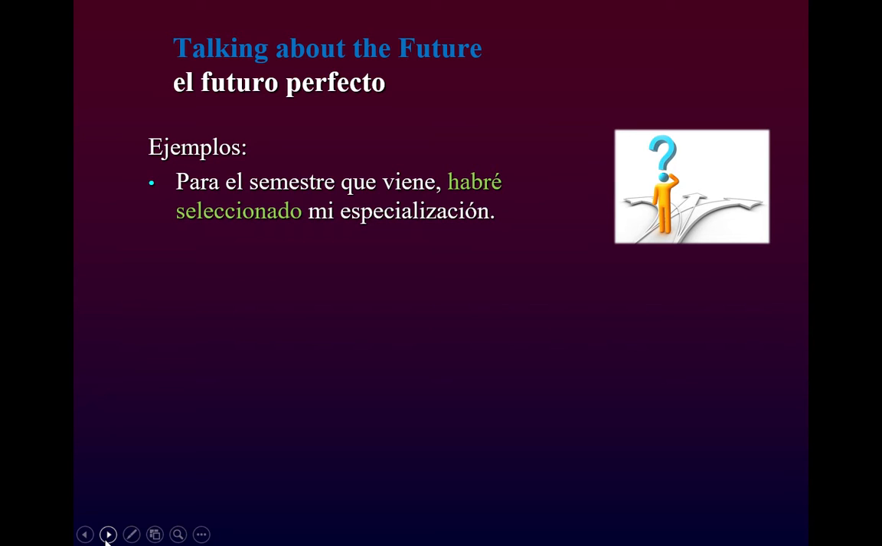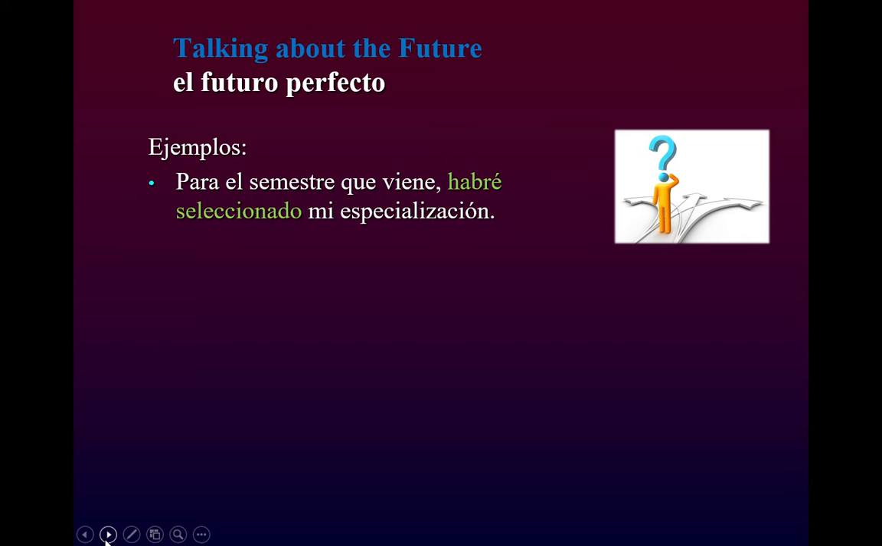Para el semestre que viene, habré seleccionado mi especialización. So that says by next semester. And by the way, when you say que viene, that's a way of saying next in Spanish. El semestre que viene literally means the semester that's coming. That's how you say next semester. So if you wanted to say, for example, next year, you could say el año que viene, or next month, el mes que viene. So para el semestre que viene, for next semester, I will have chosen my major.